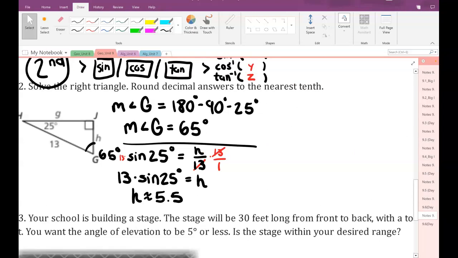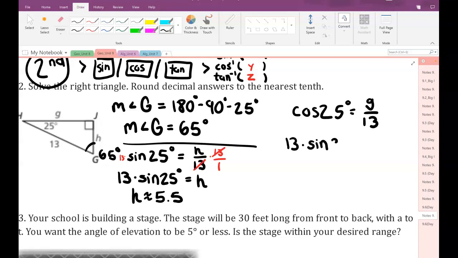Trying to find angle G now. Sorry, side length G. We have choices again. I could use 65, 25. Let's use, since we already used sine, let's do the cosine of 25 degrees. So our cosine of 25 degrees is equal to our adjacent side, which is G, over our hypotenuse, which is 13. So I'm taking G over 13. And then same thing, we have a 13 in our denominator, so you got to multiply both sides by 13.